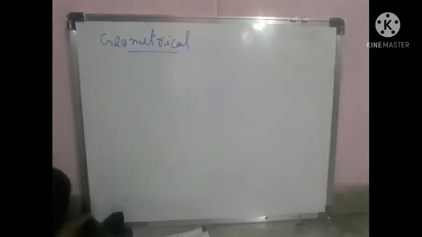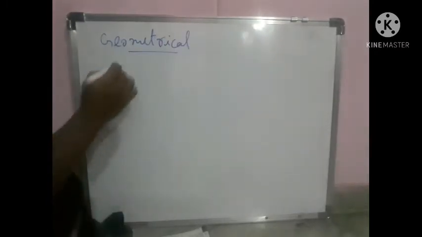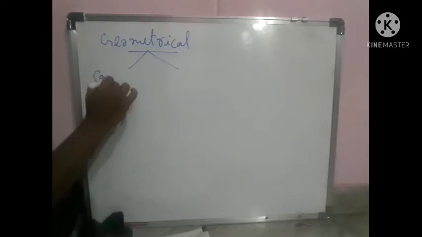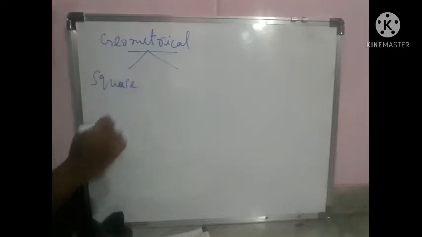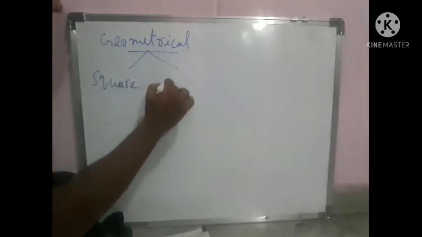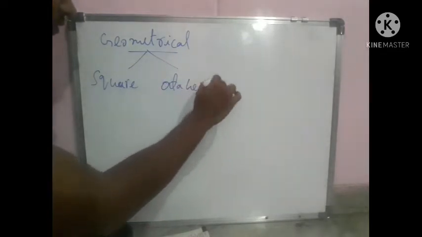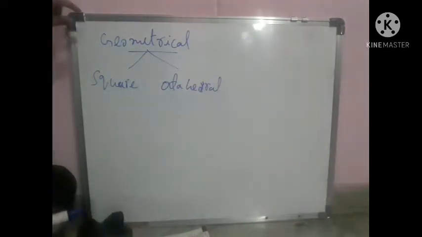Geometrical isomerism. Here, geometrical isomerism can be exhibited by two types of coordination compounds. One is square planar complex. Second one is octahedral complex. Now coming to geometrical isomerism.